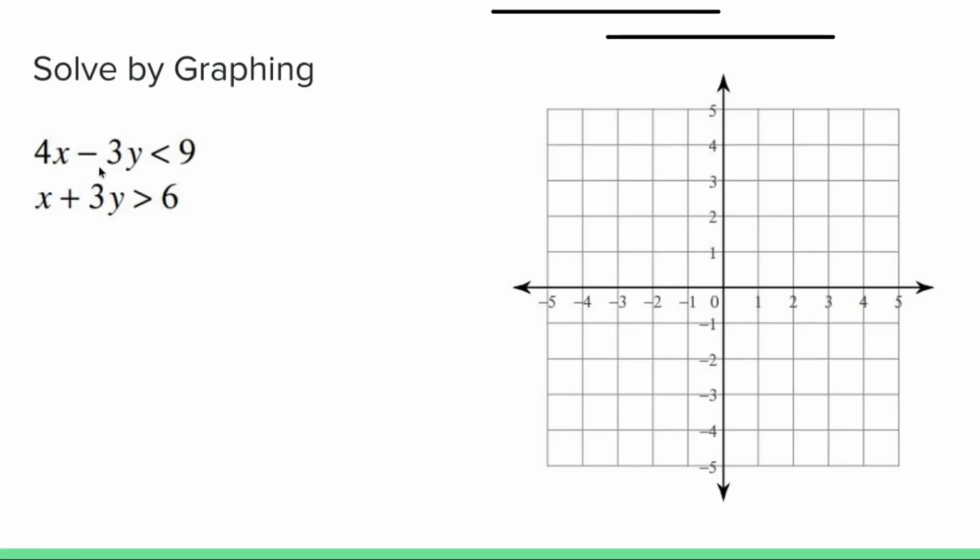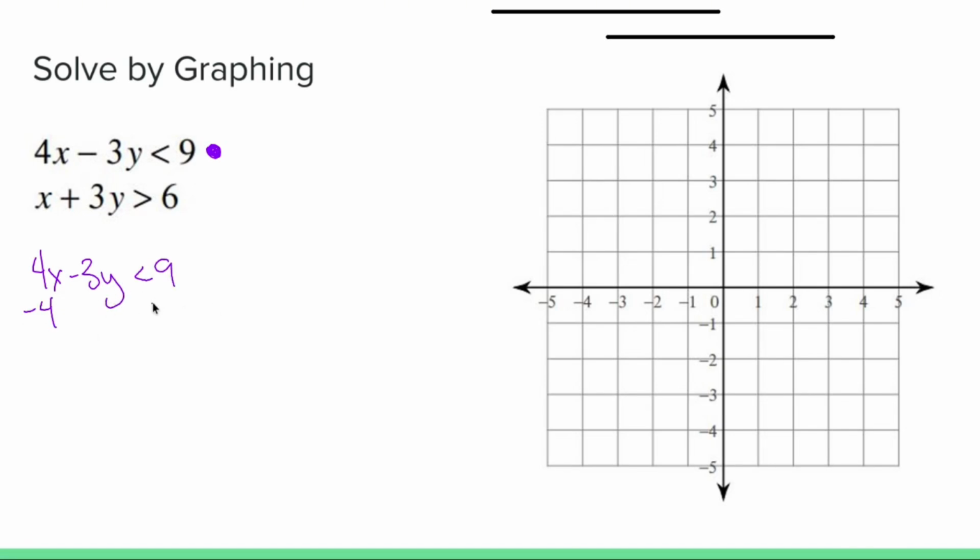Solve by graphing. We have a system of inequalities, and our job is to solve it by graphing. Neither of these are solved for y, so that's going to be the first thing that I do. So let me take the purple one and solve that. I have 4x minus 3y is less than 9.